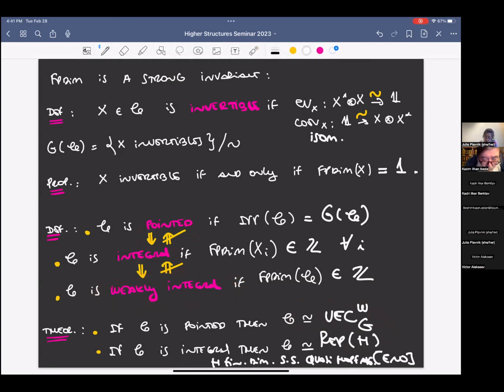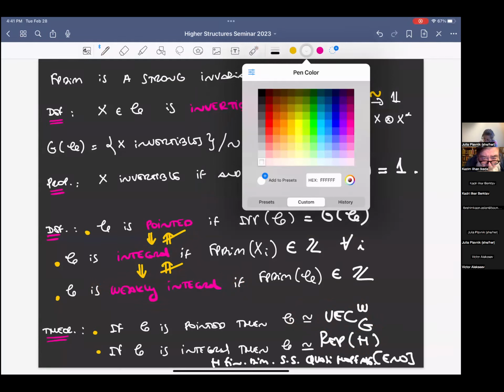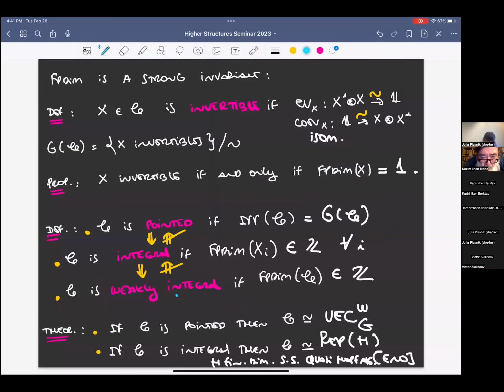But what is known, maybe let me pick another color. What we do know is that in this case, the dimensions of the simples are a square root of an integer. So they are more crazy, they are not an integer, but not super crazy. They are square roots of an integer. So that's what we know. But we would like to have a better characterization like what we have here or here, right?